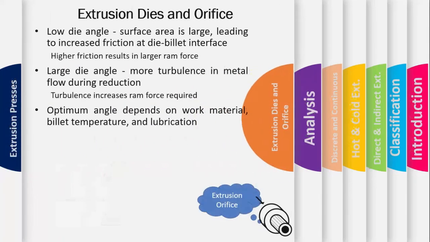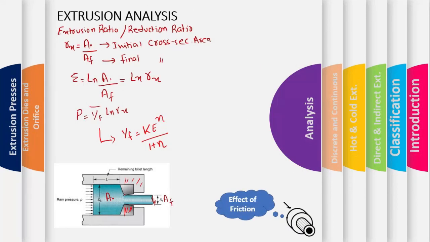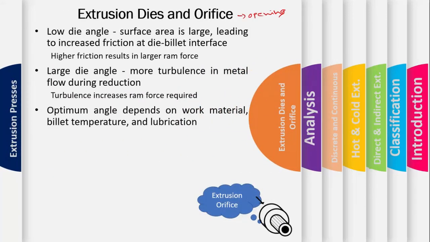if we choose a large die angle, let's suppose this one, this will be the die angle. Although the contact area between the billet and the die is less, there will be so much turbulence while passing the material over this sharp edge. There will be a very sharp edge here if the die surface is like this, so we'll have a lot of turbulence while performing the extrusion process. So we have to select an optimum range of the die angle based on the work material, the temperature, and the lubricants we are using.